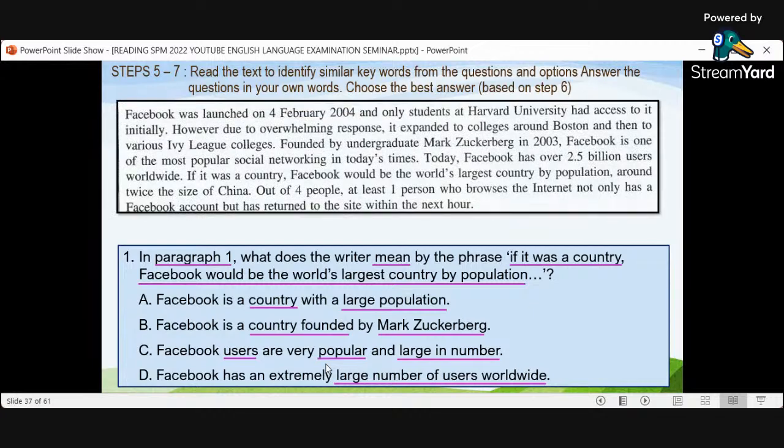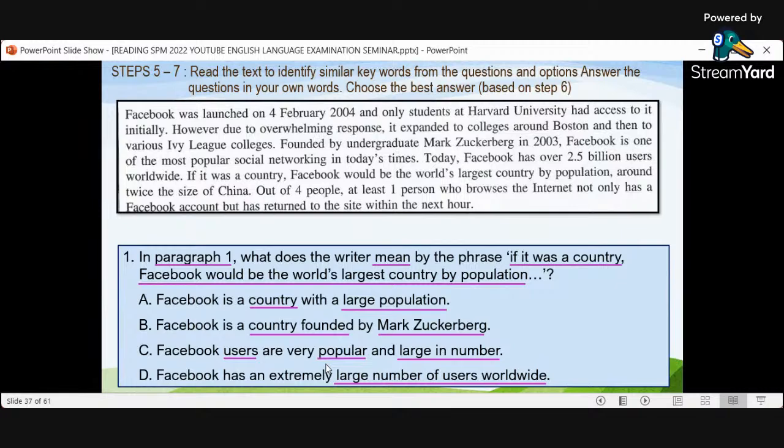So I'm just going to show 2 examples. Facebook was launched on 4th February. So now I already underlined the keywords in the question and options. So I'm looking at paragraph 1 only. Facebook was launched on 4th February 2004 and only students at Harvard University had access to it initially. Alright. However, due to overwhelming response, it expanded to colleges around Boston and then to various Ivy League colleges.